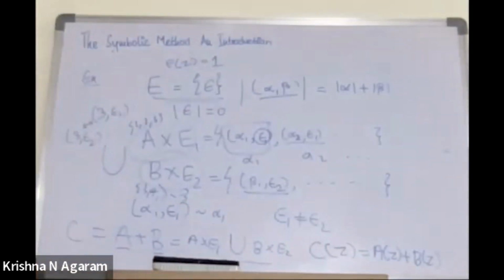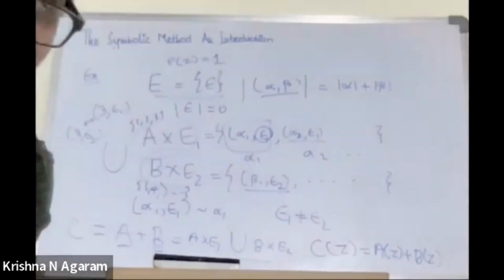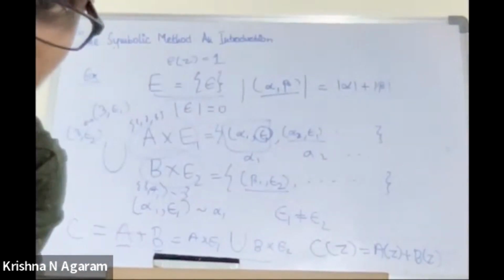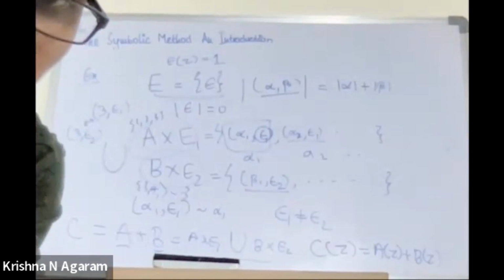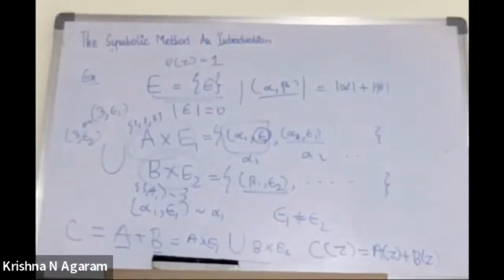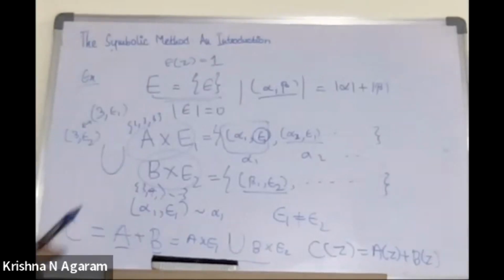Is it clear why C of Z equals A of Z plus B of Z? Yeah, somewhat. Okay, what is not clear? If you're just demarcating, using A cross epsilon 1 and B cross epsilon 2, what's the point of taking A plus B? You are anyways writing out each of them individually in each term, right?